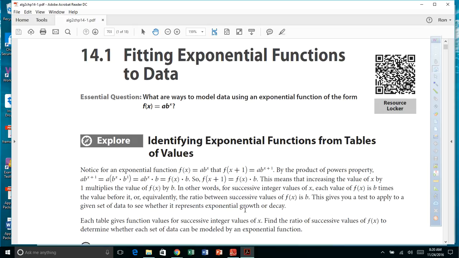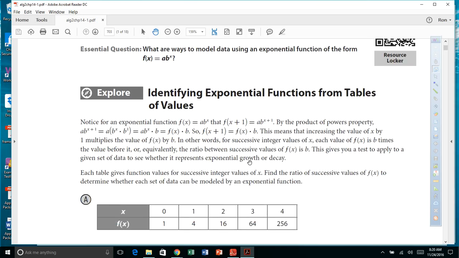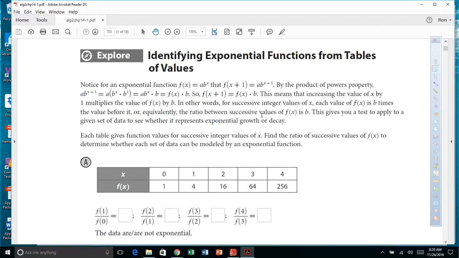Functions to data. Essential question: What are the ways to model data using an exponential function of the form f of x equals a times b to the x power? Well, we're about to answer that. Identifying exponential functions from tables of values.